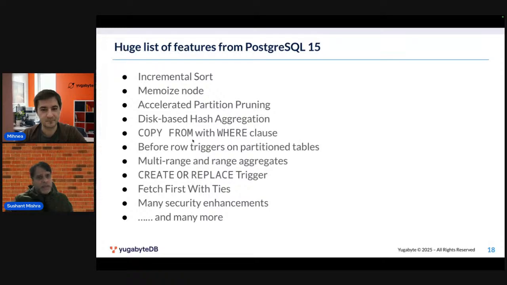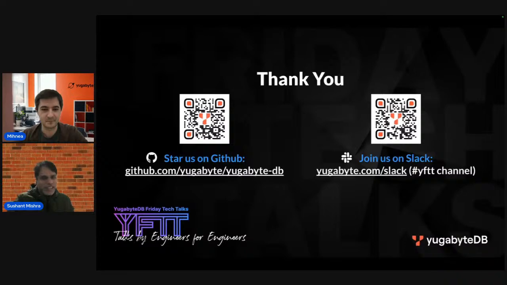The other features, copy from with where clause, before row trigger, multi-range and range aggregate types, create or replace trigger, fetch first with ties. These are good usability features which really help applications write easier code or do even more in their application and rely more on the database. Beyond that, we have many more security enhancements and many more features which are coming with YSQL, which is Postgres 15 compatible.